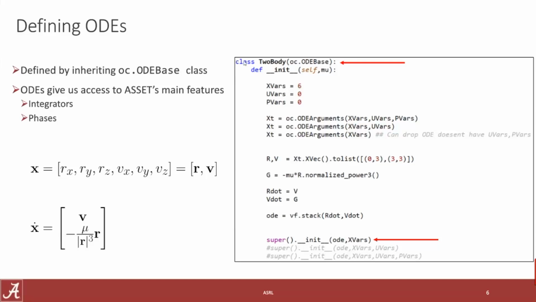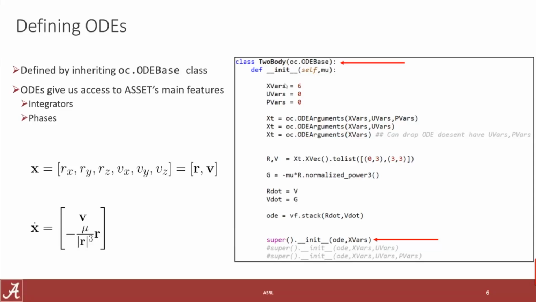So you call class, you give it your class name, and you say, hey, this is going to inherit from the ODE base class from ASSET's optimal control library. Once you've done that, for any class you need to define an init function, which is essentially just a constructor: when I instantiate this two-body ODE class, how do I construct it? It'll automatically run init. So init gets self. This is just standard object-oriented programming. And you can then also pass any Python constants that you need into the init function. In this case, we're going to use mu for the gravitational param as a constant that gets passed into the ODE.